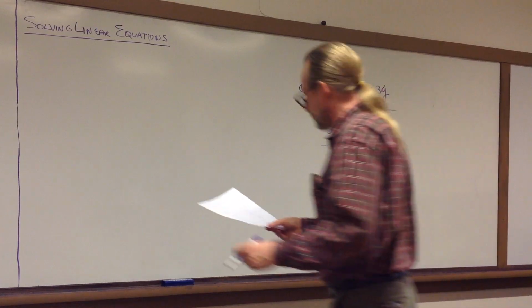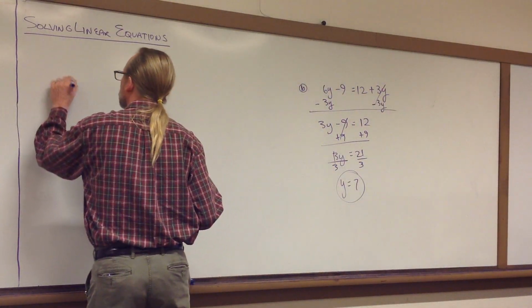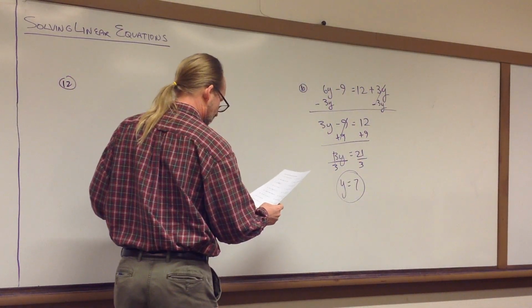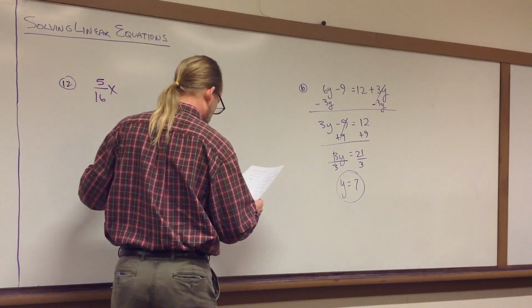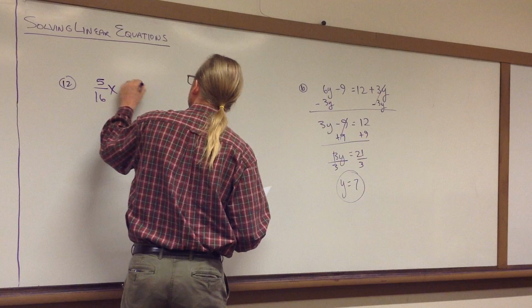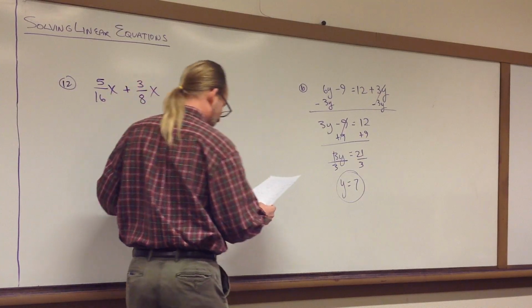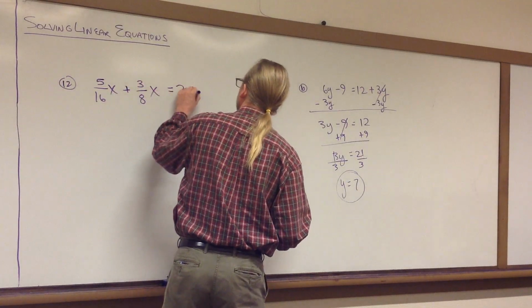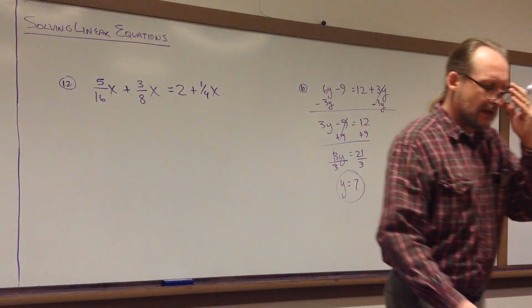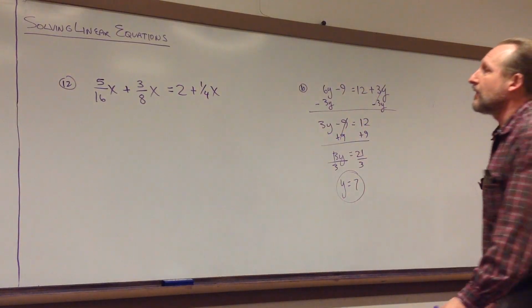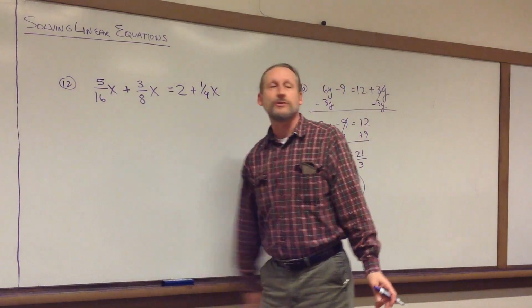Problem 12. Problem 12 is a little bit tricky because of the fraction. So let's see what we've got here. 5/16 x plus 3/8 x equals 2 plus a fourth x. So this is all about adding these fractions together, right? We've got to add 5/16 and 3/8.